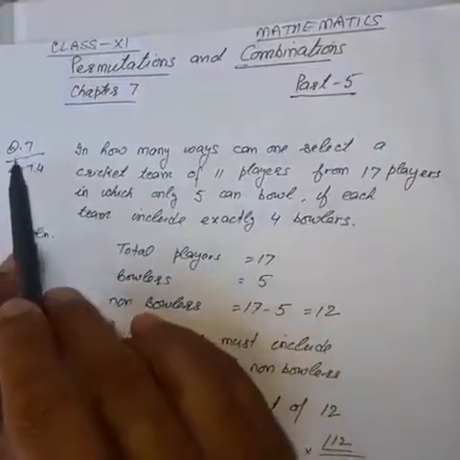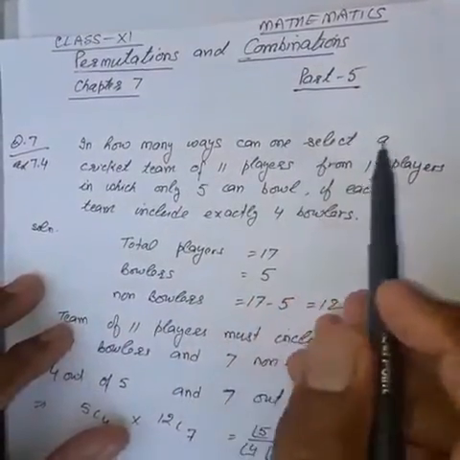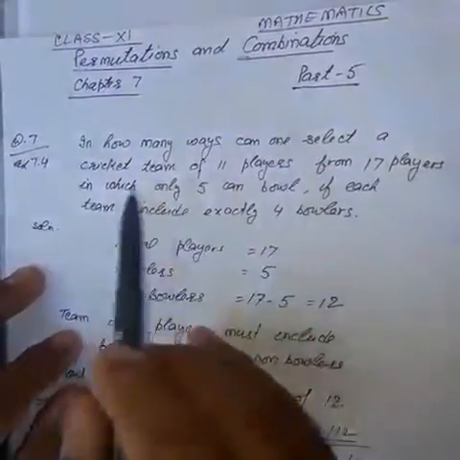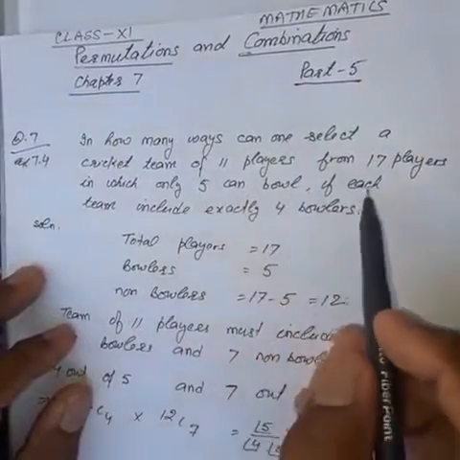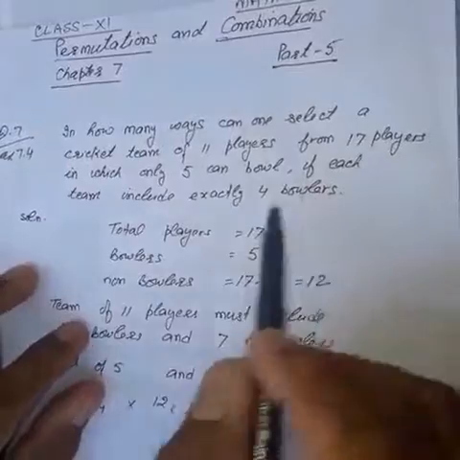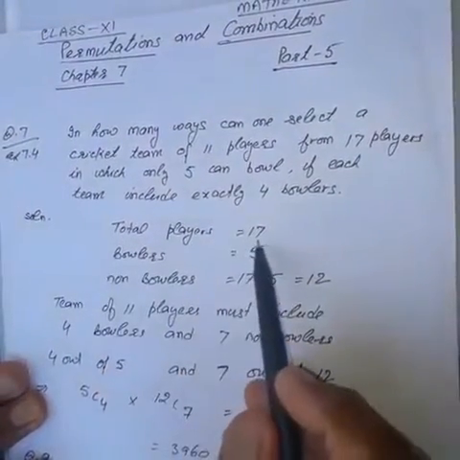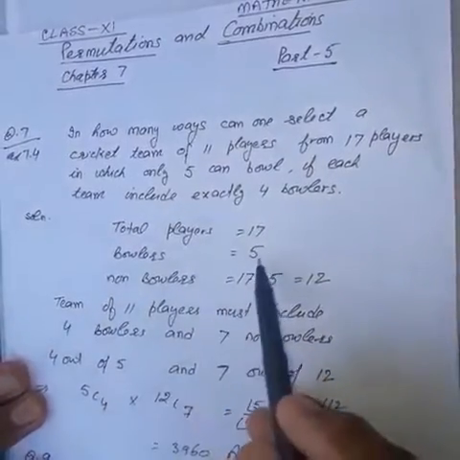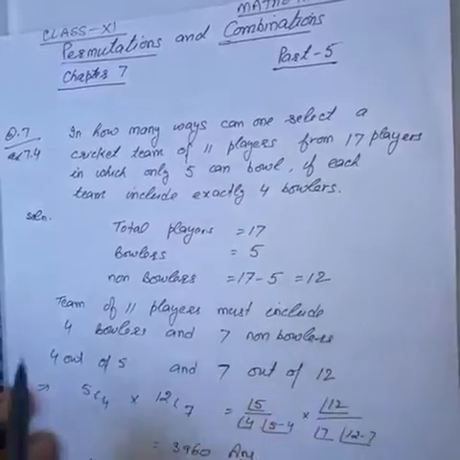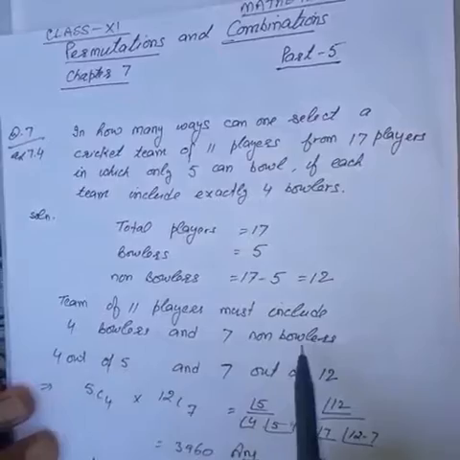Now the question 7 we want to discuss today. How many ways can one select a cricket team of 11 players from 17 total players available in which only 5 can bowl, and if each team includes exactly 4 bowlers? Now the solution. If you write details, there are total players available 17, bowlers are 5, then non-bowlers 17 minus 5, 12. Now a team of 11 players must include 4 bowlers and 7 non-bowlers.